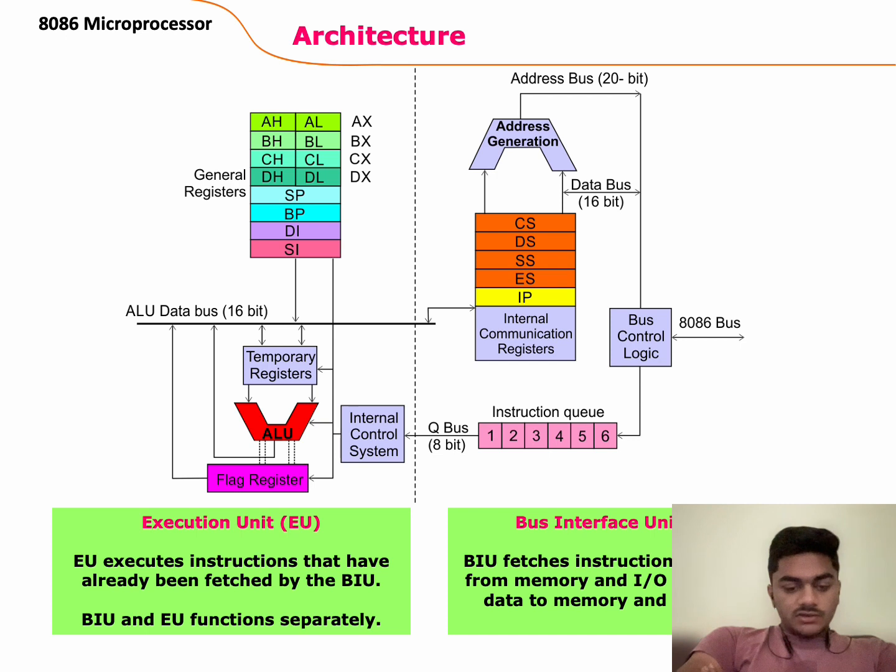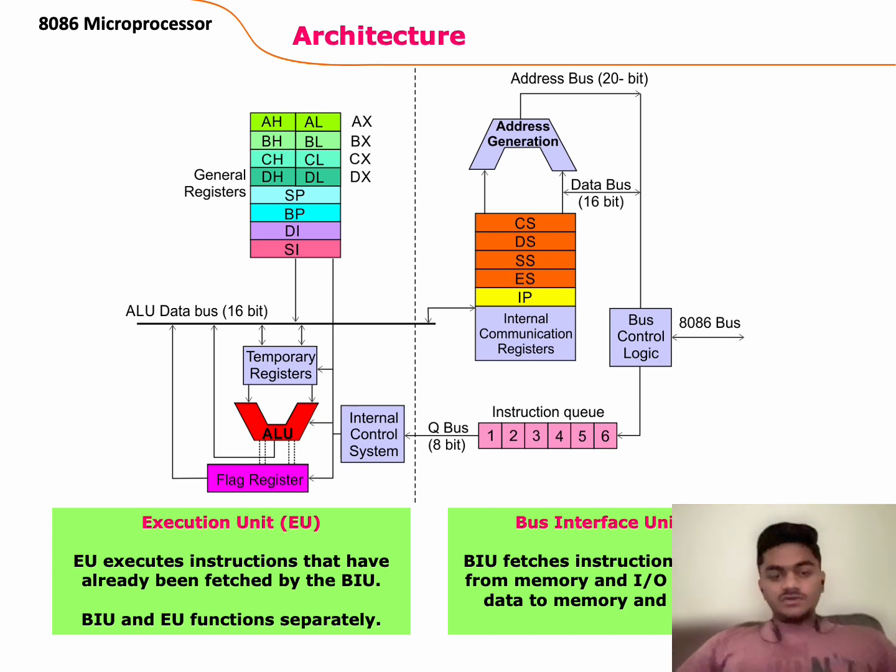The bus interface unit only fetches the instruction, not executes it. Whatever instruction is fetched will be passed through the queue bus to the internal control system and to the ALU, the arithmetic logical unit, which is used to run or execute the instruction. It is located in the execution unit. The execution unit executes instructions that have already been fetched by the bus interface unit. So we will first talk about the bus interface unit.